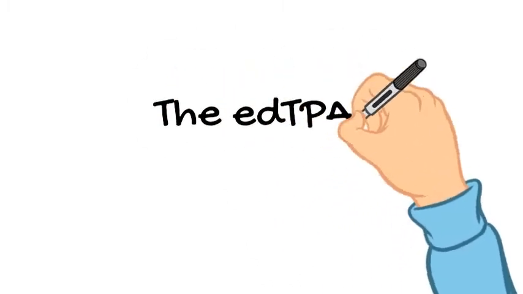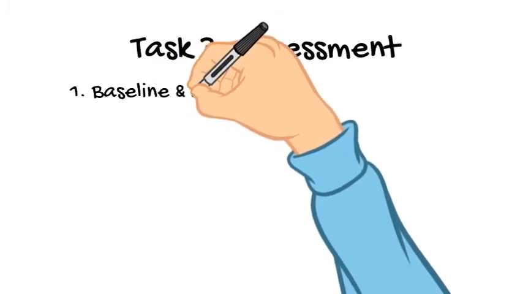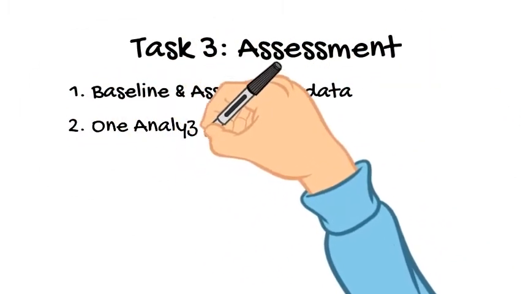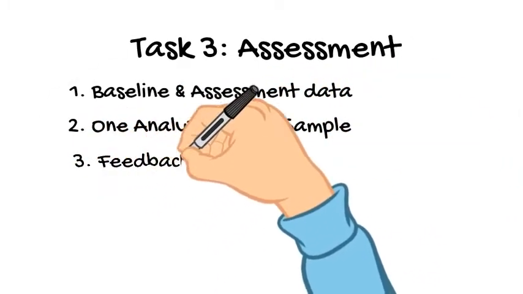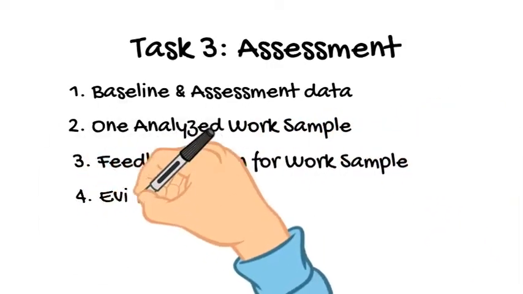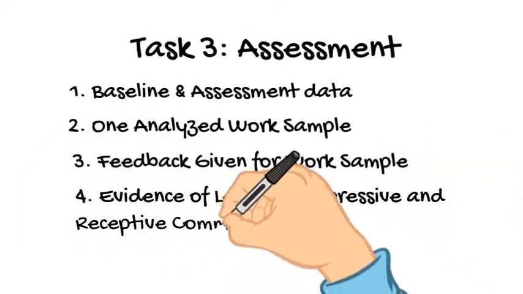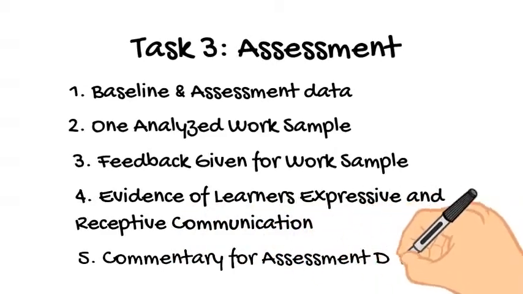Overview of Task 3. In Task 3, Assessing Learning, you will be providing: 1. Baseline and assessment data. 2. One analyzed work sample. 3. Feedback given for the work sample. 4. Evidence of learners' expressive and receptive communication. And 5. Commentary for assessment data.